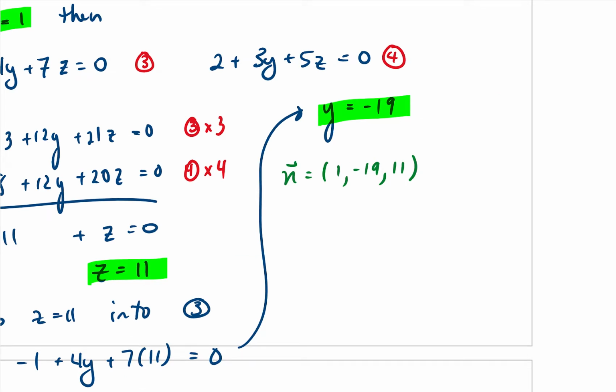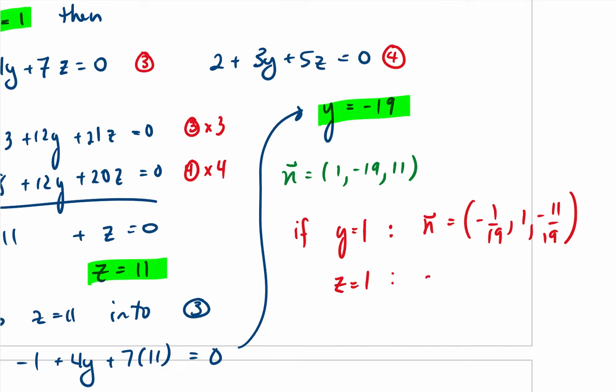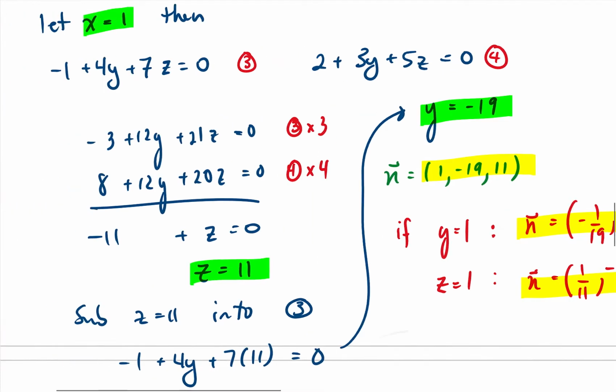As a side note, if you're interested, if we let y equal 1, I ended up with the following vector: negative 1 over 19, 1, and negative 11 over 19. And if I let z equal 1, I ended up with the following vector: 1 over 11, negative 19 over 11, and 1. Tell me, what do you notice about these three vectors? If you don't see anything, then please let me know, and I'll try to guide you through this.